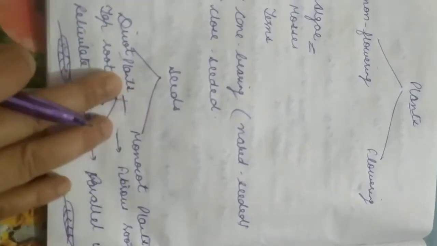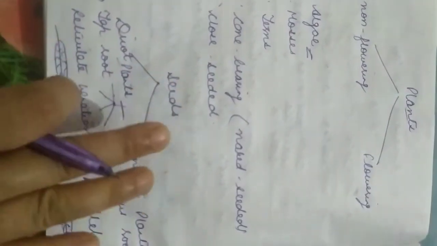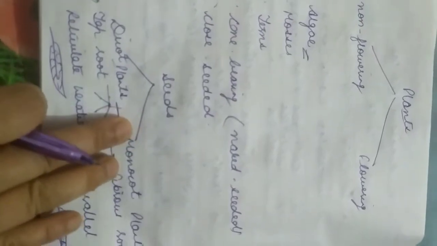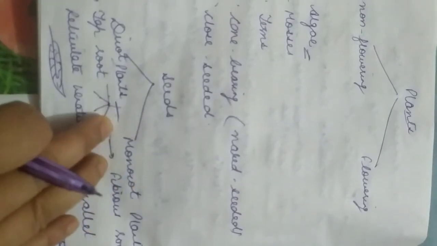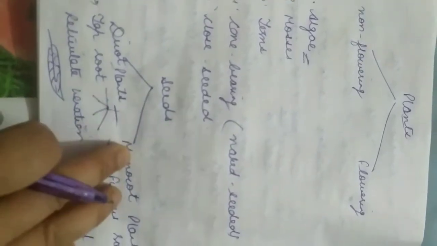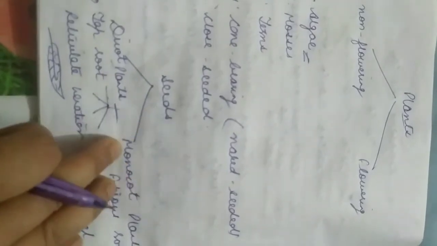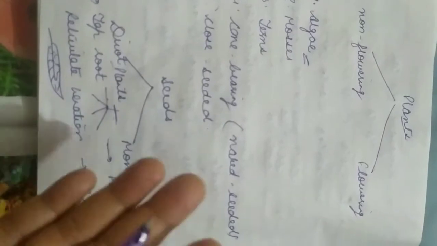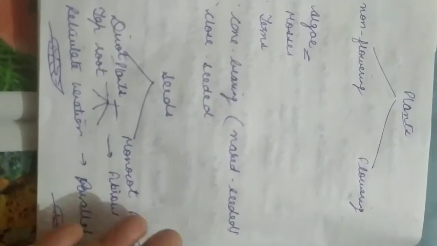And now according to seed also, plants are divided into two types. One is the dicot plant and the second one is the monocot plant. Students, you have already studied about the cotyledon. Cotyledon is the whitish part of the seed which reserves food for the growing seedling, and when the seed germinates, at that time it provides nutrition to the growing sapling.